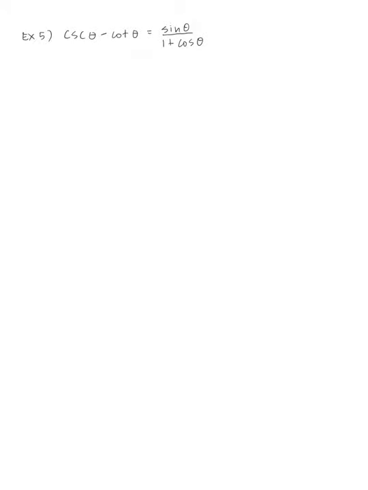Okay, let's do another example. Cosecant minus cotangent equals sine over 1 plus cosine. So what I'm going to do is pick the right-hand side, but feel free to pick the left-hand side if you like. Let me just underline which side I'm going to pick. And then here I'm just going to start out with the right-hand side. Copy and paste the problem.